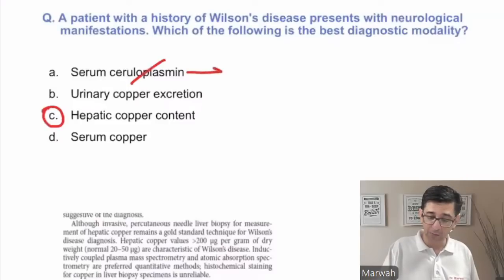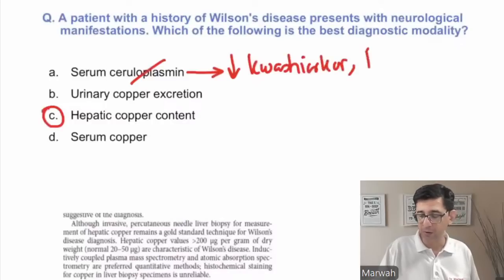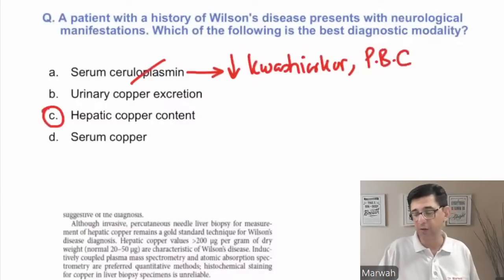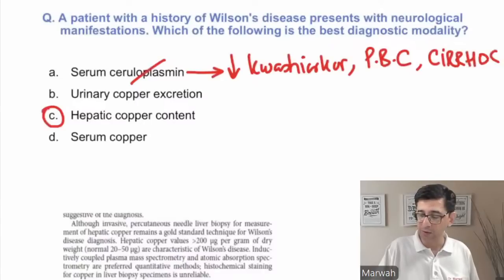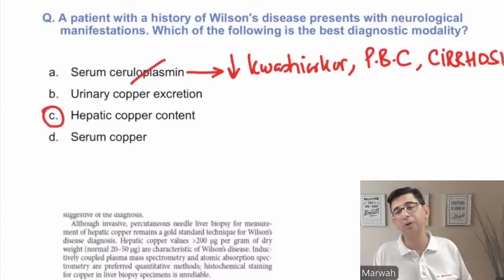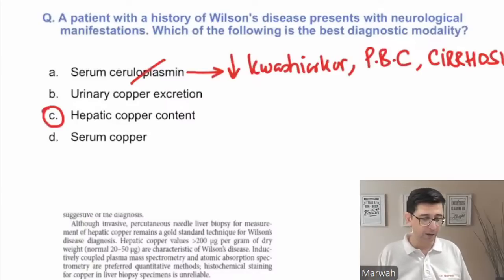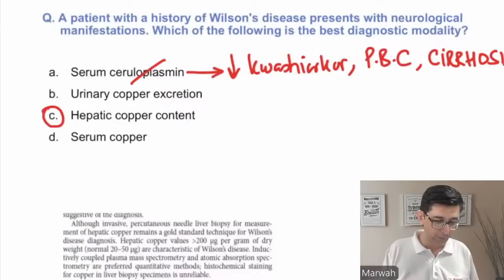Ceruloplasmin, guys, I have explained so many times. Ceruloplasmin can be less even in kwashiorkor. It can be less in primary biliary cirrhosis. It can be less even in liver cirrhosis, because ceruloplasmin is a protein produced by the liver. So only in positive family history, I think, it is only that hepatic copper content is the best diagnostic modality.